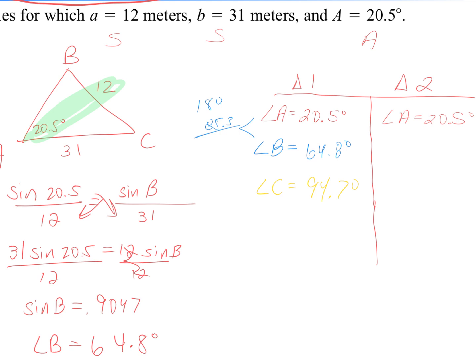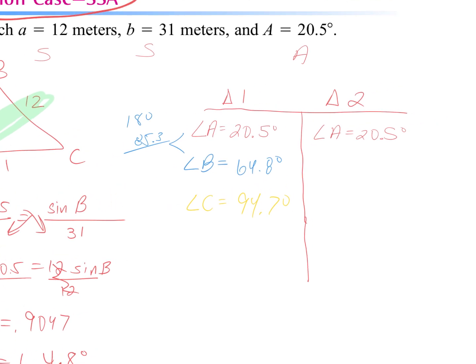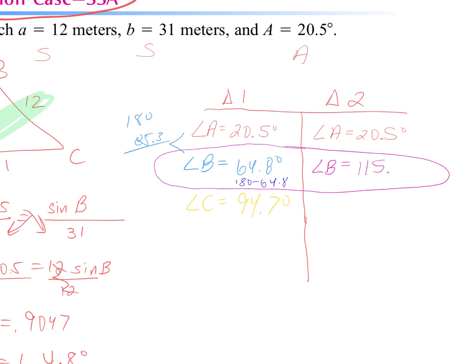But here's the way you check to see if a second triangle is present. We were given A, correct? So we found B. Whatever you find, you use that information and you find the supplement. What does that mean, supplement? Supplement means it adds up to 180 with B. So let's take 180 minus 64.8 and see what you get. I got 115.2. Yeah, 115.2.